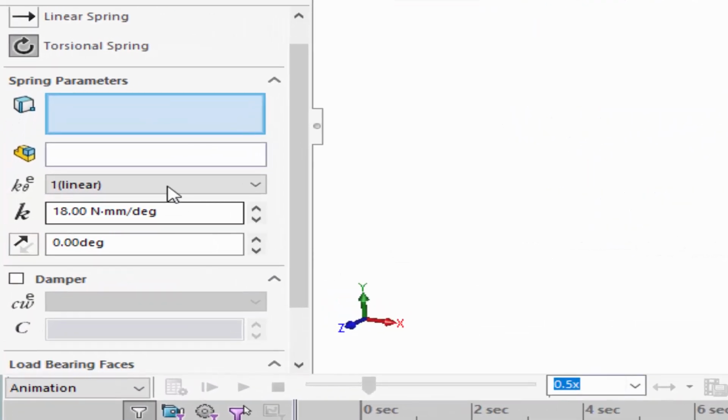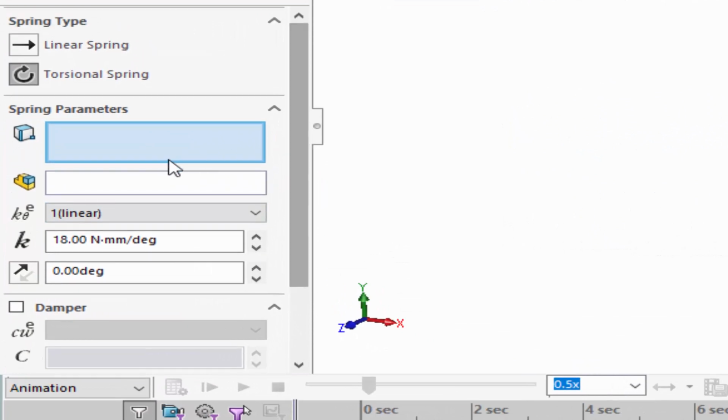For each type, set parameters like spring constant, free length or angle, and damping. These settings are crucial for accurate simulation.